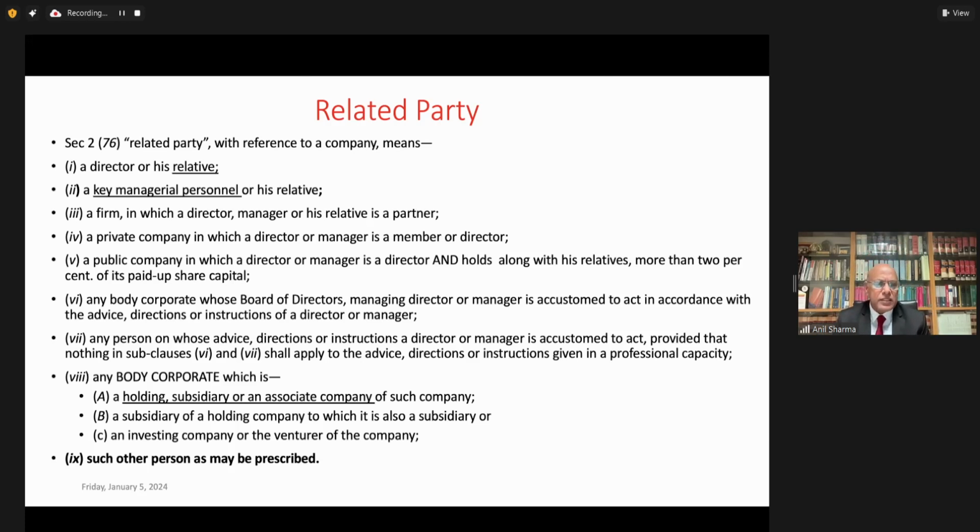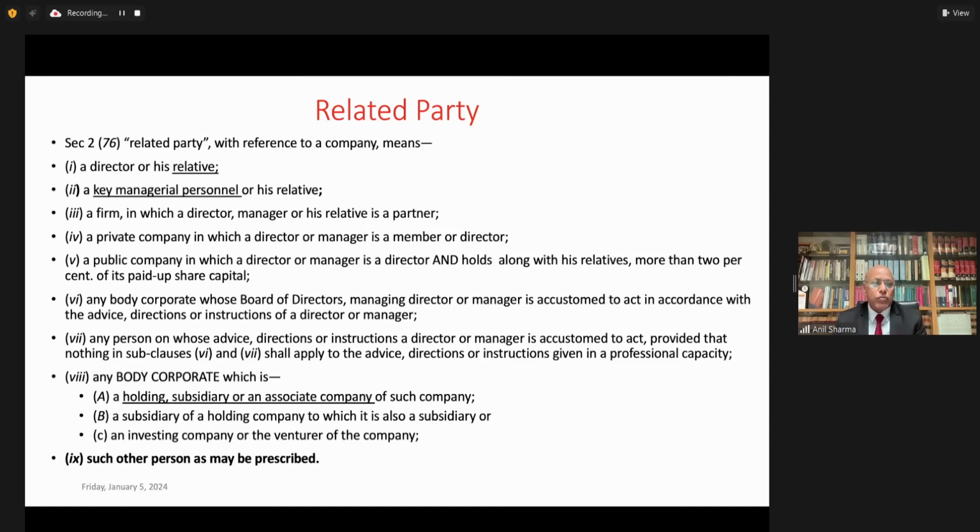Some of these clauses are very abstract in nature, and when you are looking at whether a particular party can be considered a related party, that will all depend on the specific case. Because when we talk about being accustomed to act in accordance with the advice, direction, and instruction of a director or manager, sometimes these directions may not be there on paper. But when you look at the overall behavior of the board of a particular company, you may find that all the directions are coming through a particular person, because this is important.